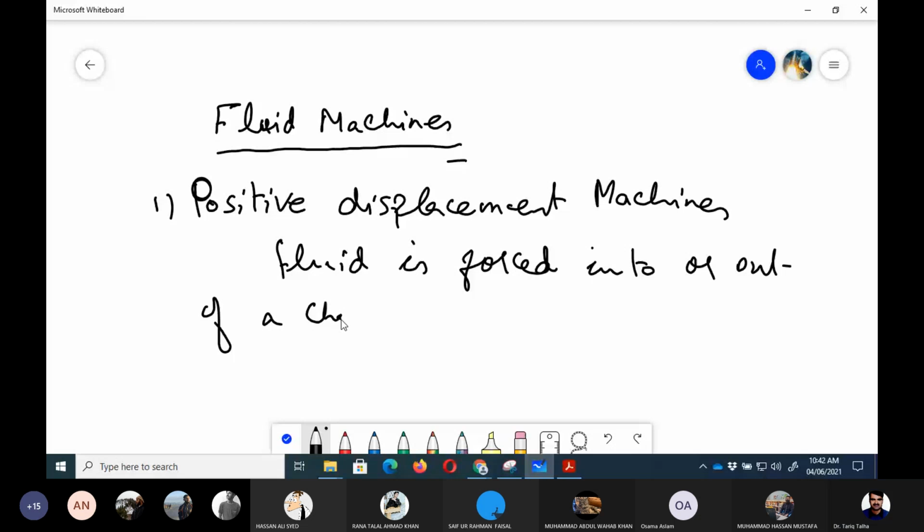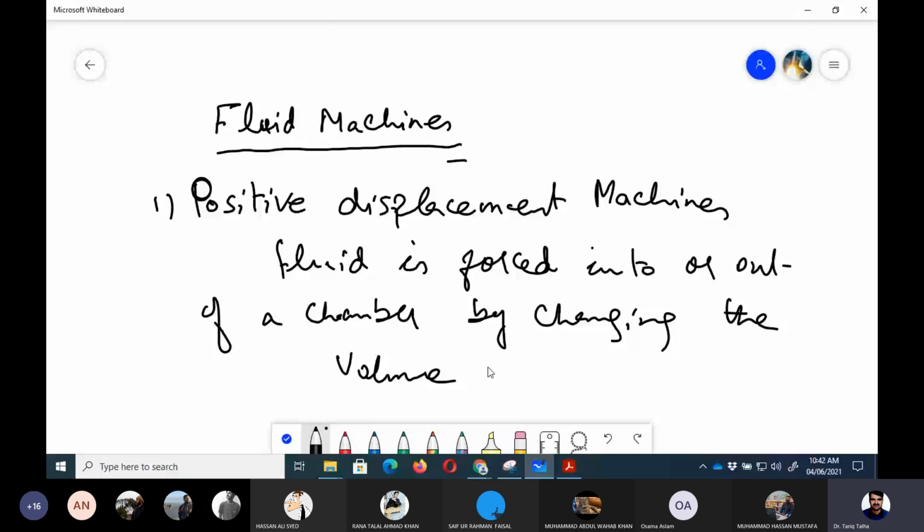We can call it changing the volume of the chamber. So it means that we don't have any rotary motion in that. The fluid is either coming in or going out of that control volume by changing the volume of the chamber. A very common example of that is the human heart. It pumps the blood out to every part of the body and then takes it back.